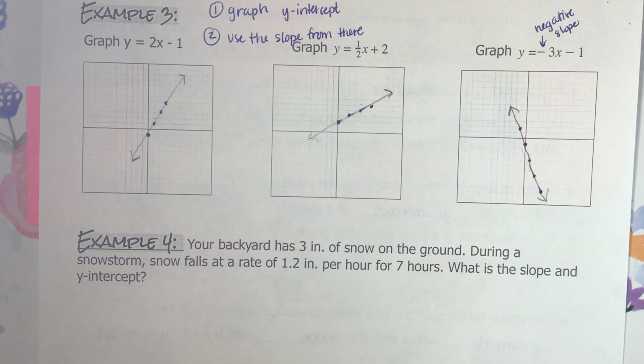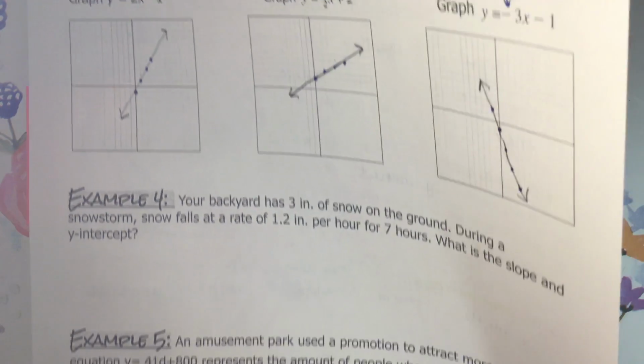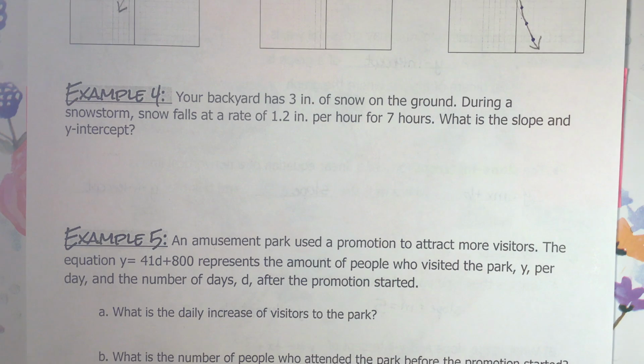Okay. And there are our 3 graphed lines. We have a couple more word problems for the rest of our examples. In example 4, it says, your backyard has 3 inches of snow on the ground. During a snowstorm, snow falls at a rate of 1.2 inches per hour for 7 hours. What is the slope and y-intercept?